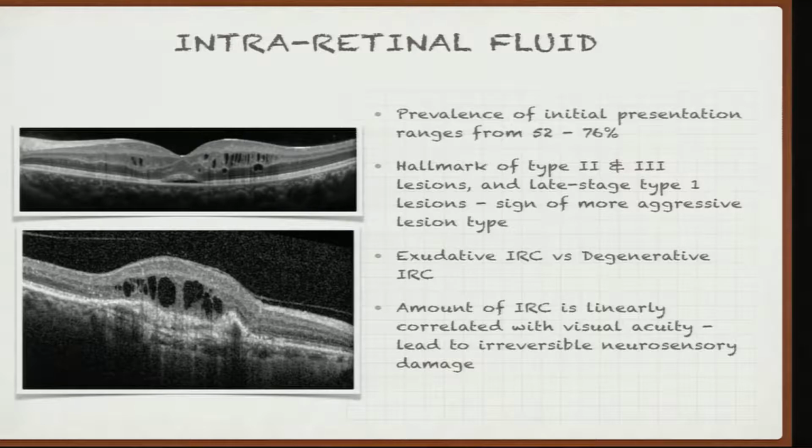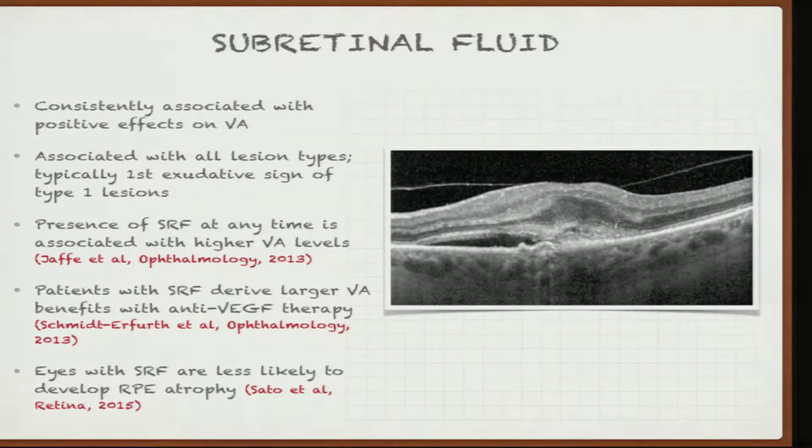Intraretinal cysts are usually a sign of activity, especially in type 2 and type 3, but we need to carefully differentiate between degenerative cysts and exudative cysts. Any cysts over areas of retinal scarring are degenerative cysts, which need not be treated.